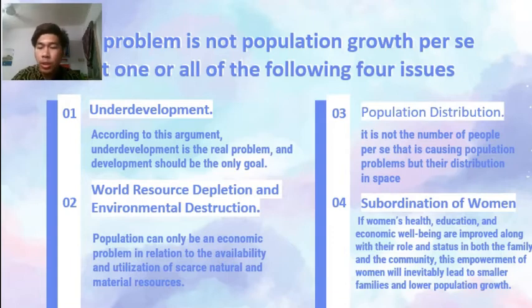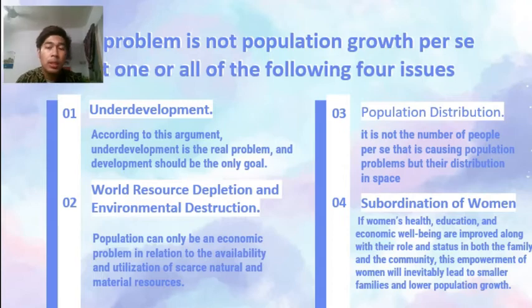According to this argument, developed nations should curtail their excessively high consumption standards instead of asking less developed nations to restrict their population growth. Third is population distribution. According to this argument, it is not the number of people per se that is causing the population problem, but their distribution in space. So, governments should strive not to moderate the rate of population growth, but rather to bring about a more neutral spatial distribution of the population in terms of available land and other productive resources.